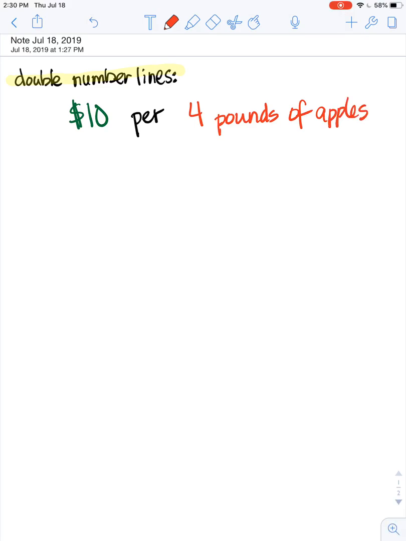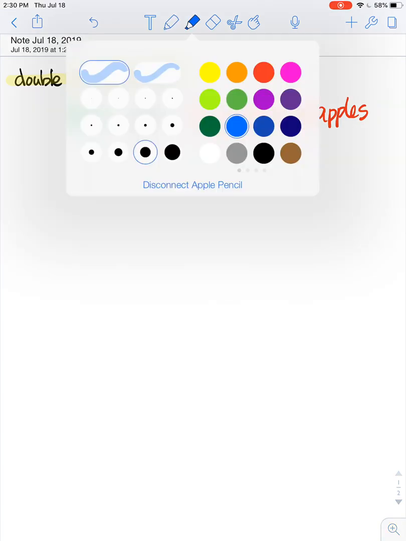And you say, well, that sounds like a good price, but I don't want to buy 4 pounds of apples. I only need 2.5 pounds of apples, or I only need 6 pounds of apples. How do I figure out how much it's going to cost for that? So let's look at this just really quick before we get started.